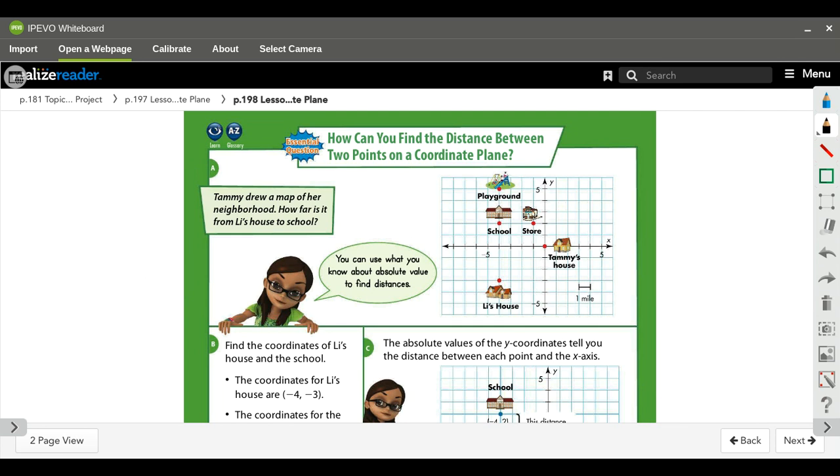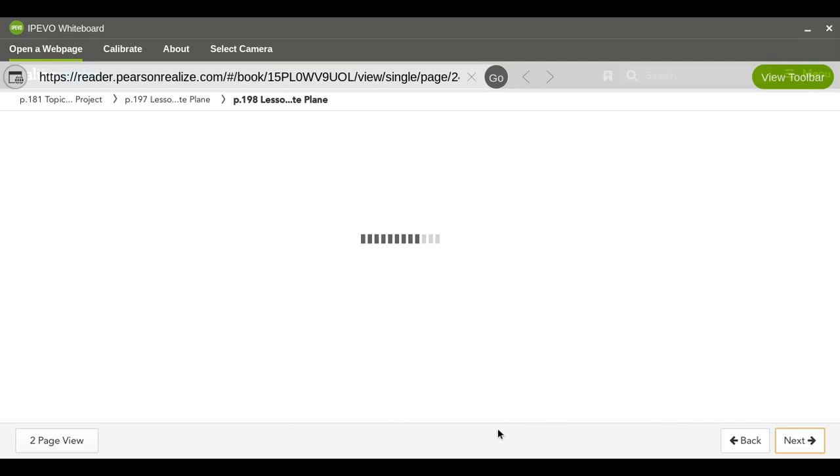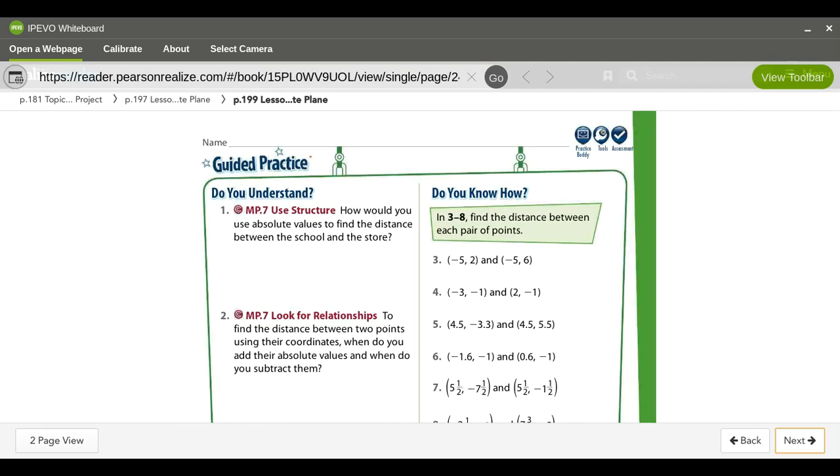199. And so the very first problem says, how would you use absolute values to find the distance between the school and the store? So if we take a look back on the previous page and we look at the school and the store, the first thing we need to look at is, are they in the same quadrant or a different quadrant?